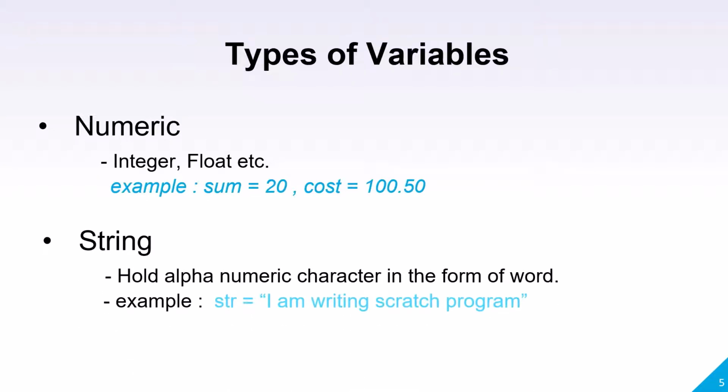String holds alphanumeric characters in the form of words. For example, str equal to "I am writing a Scratch program." Here str is a string variable. It's containing a string or a sentence. Okay, it's within quotes, which means it's a string.